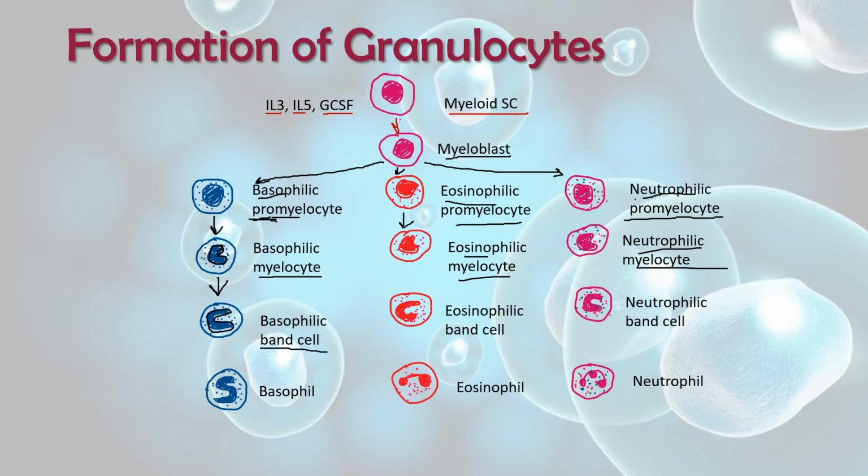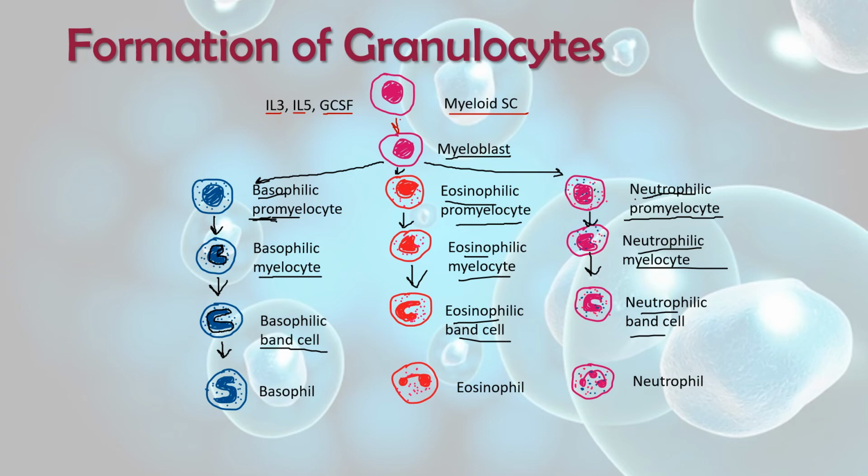Okay, so now from the basophilic myelocyte, basophilic band cells form, and eosinophilic myelocytes generate the eosinophilic band cell, and from the neutrophilic myelocytes, neutrophilic band cells are formed. Now from this band cell, there are again changes in the structure of the nucleus, and now they are taking their complete form. They form the multi-lobed nuclei.